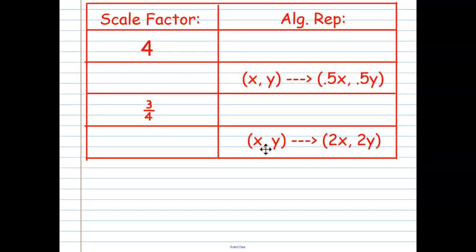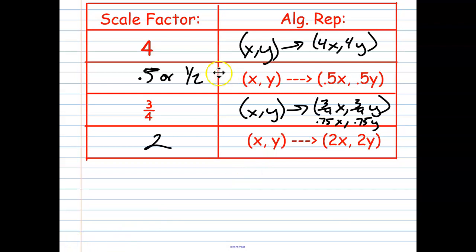All right, this is a little check for understanding. So I want you to copy down this chart, and I want you to try to fill it in. And then you can unpause it and check your answer against me. Okay? Hit pause, copy it down, try to complete the chart.